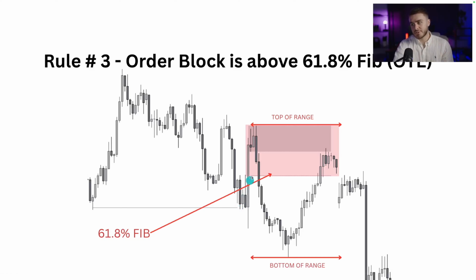So let's say, for example, you have multiple points of interest on your way down and multiple order blocks. You're going to choose the one that's in the most premium zone. In this occasion, we've had this one right at the top.